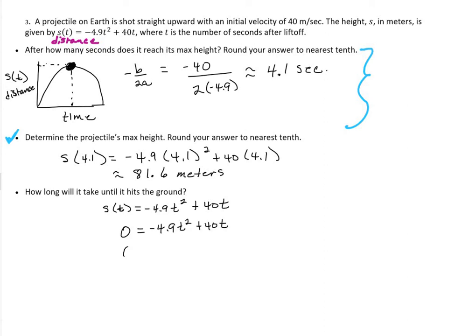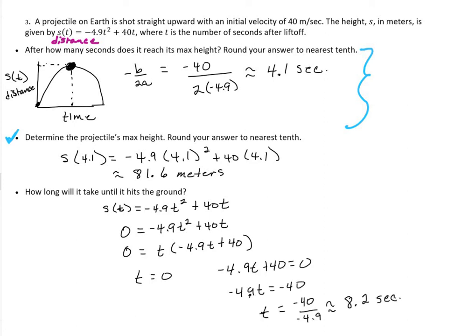Okay, so now I have a quadratic that I can solve. I'm going to factor out a t, set each factor equal to 0, and solve. I have two answers here for t, 0 and 8.2. T equals 0, it means time equals 0, so that means when this starts, the height is 0. And then at 8.2 seconds, the height is also 0.